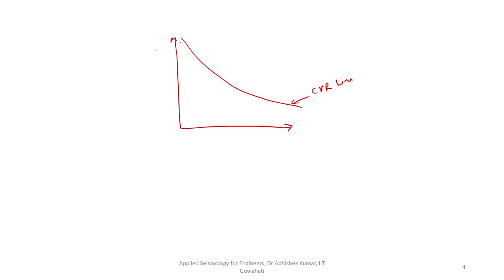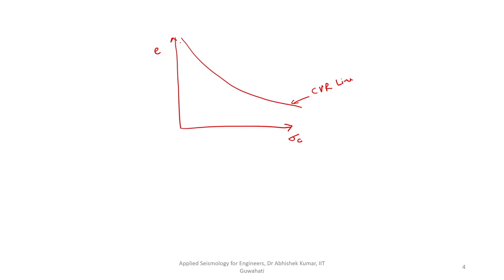Again I am calling it the CVR line. As I mentioned, when you are developing it as an e sigma c curve, it will not appear as a line. Once you take log sigma c, it will appear as a line. Now, with respect to this particular line, suppose for a particular soil, we have obtained this particular line.